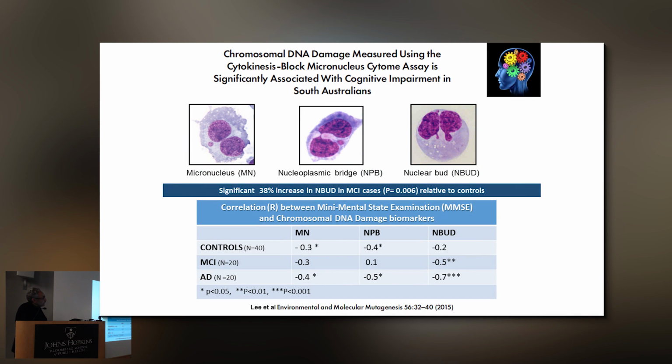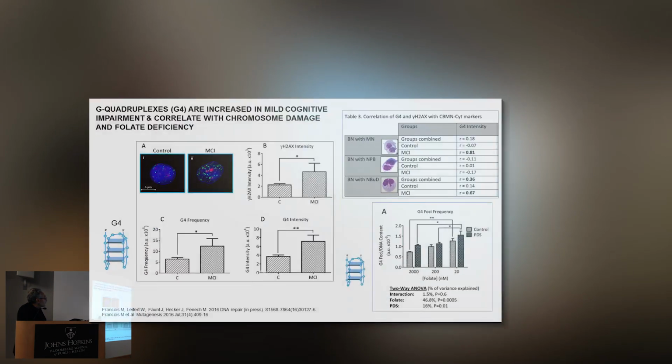We followed up some of these studies in dementia a bit further. In the study, we looked at the association of these biomarkers, micronuclei, bridges, and buds, with a cognitive test that is commonly used, the mini-mental state examination. What this study showed was there was a negative correlation of these markers in controls, mild cognitive impairment, and Alzheimer's, in that those individuals that were higher in these markers were more likely to have poorer scores on the mini-mental state examination. So there seems to be an association here, again, with DNA damage and cognitive ability.